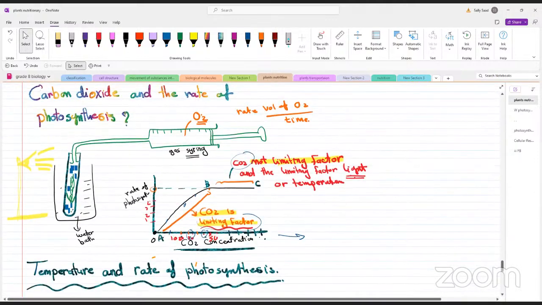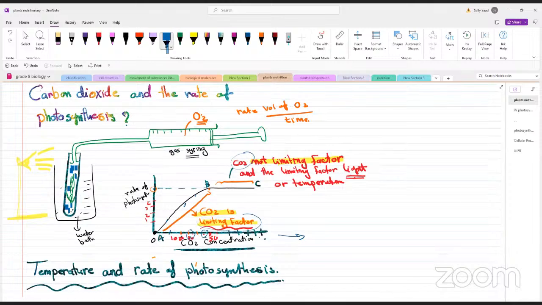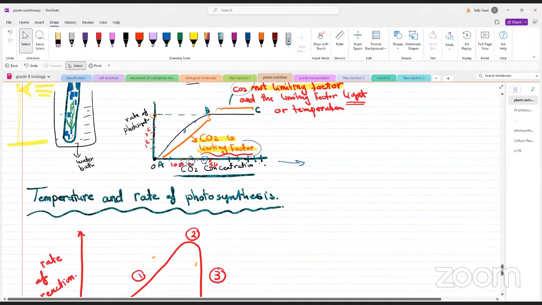And this is the part about limiting factors. This is another method by which we can collect the volume of gas produced, using a gas syringe. And here, this tube has to be tightly closed to prevent any gas leakage. So all the gas will be collected in the gas syringe, and I can measure the volume of gas produced within a unit time. This will help me calculate the rate of the reaction.